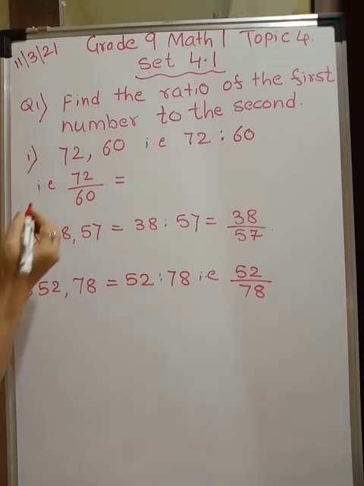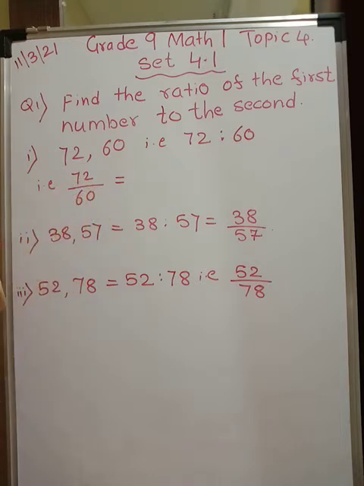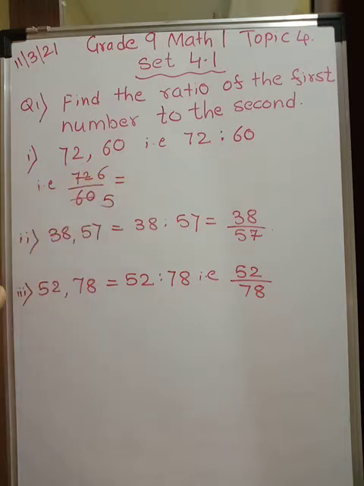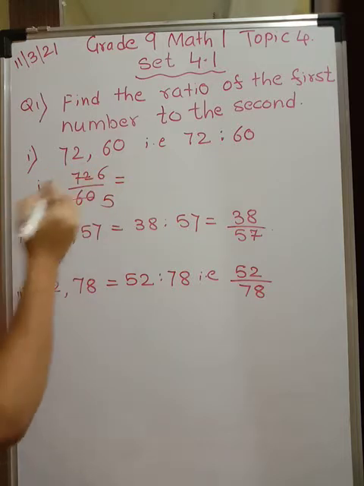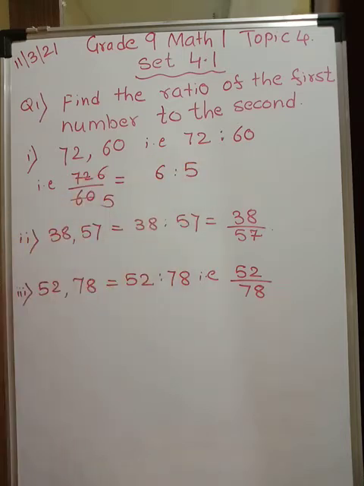So let us see, first is 72 upon 60. Now it is obvious both are divisible by 12. 12 fives are 60 and 12 sixes are 72. So what is the reduced form or ratio we have? 6 is to 5. It is as easy as that. You are going to divide both the numbers by 12.